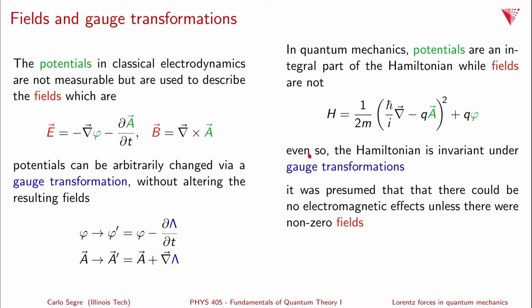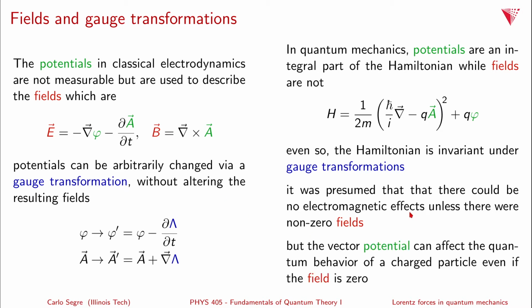So in classical physics, we don't expect to see an effect on a charged particle unless your field is non-zero. However, in quantum mechanics, this is not necessarily the case. The vector potential can affect quantum behavior, even though the field is zero. So you can imagine that there is a field which is zero because the vector potential has no curl.